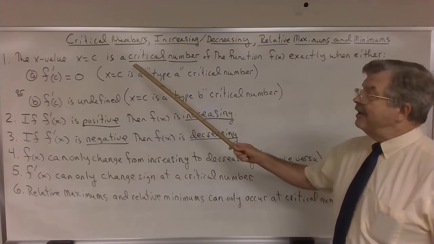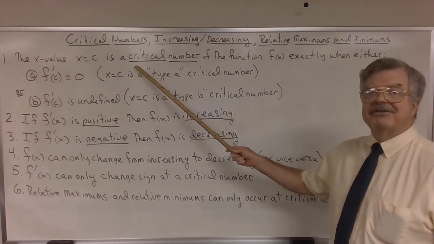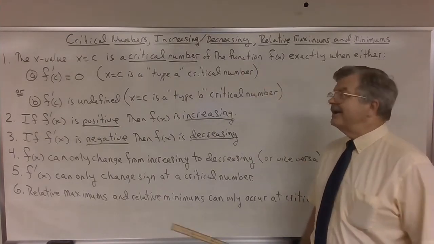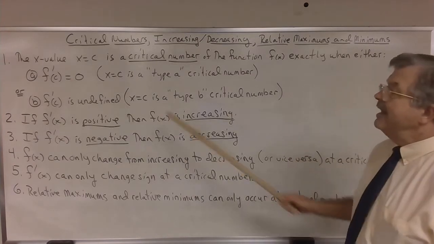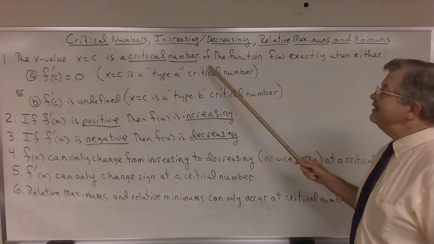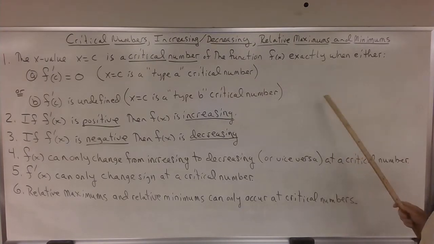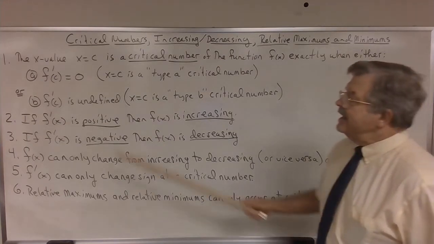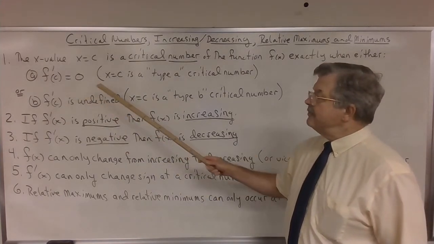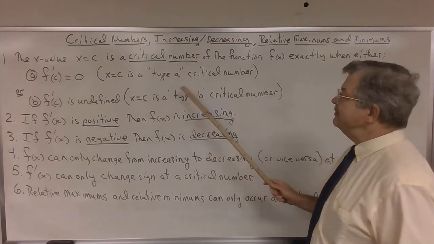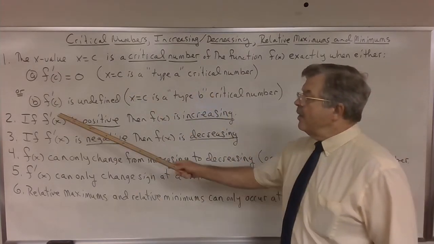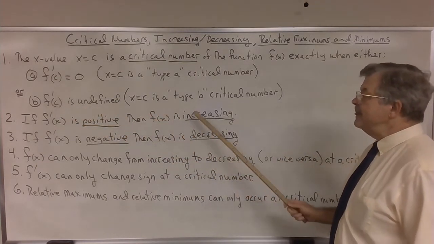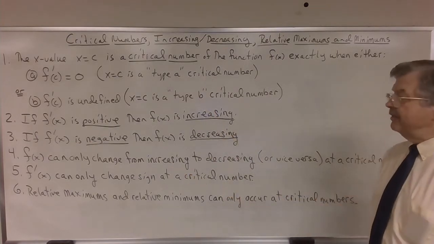So, first of all, let's take a look at our final definition of critical number. This is the definition that we're going to settle on, and it will not be revised again. An x value, x equals c, is a critical number of the function f of x exactly when either of the following things happen. Either f prime of c is 0, in which case x equals c is a type A critical number, or f prime of c is undefined, in which case x equals c is a type B critical number.